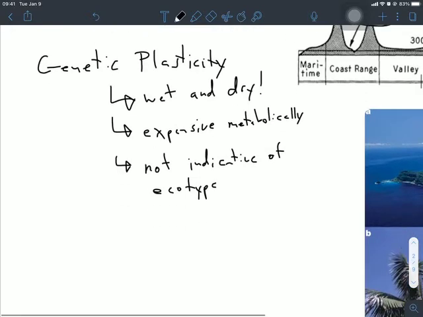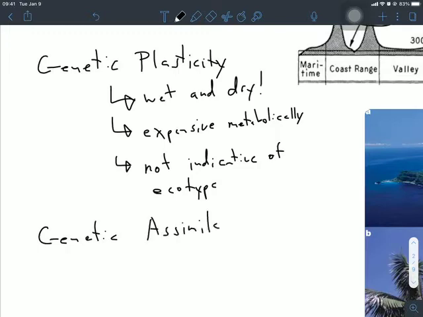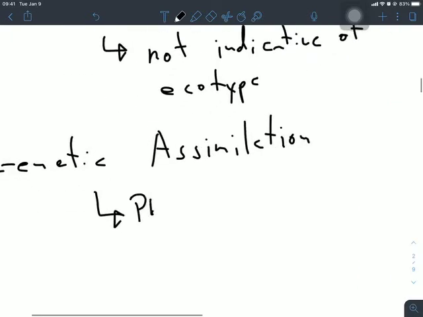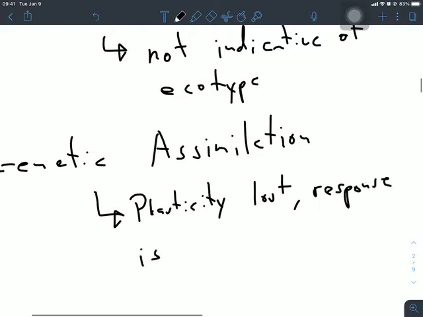Instead, traits that are genetically assimilated are cases where the plasticity is lost. And the environmental response or the growth response is fixed, meaning that it's stuck, it's glued, it's one type, not the other. Can't be flexed back and forth.